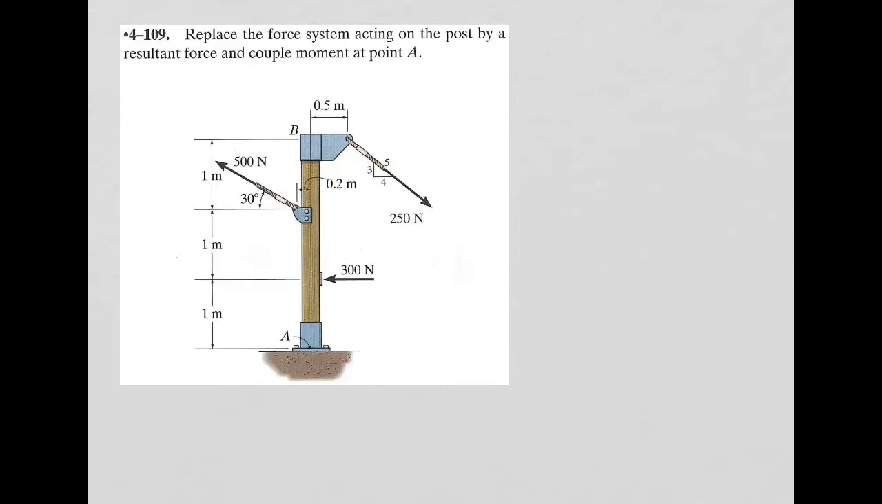All right, so let's do this. So we need to build what? We need to build at point A. So basically what I'm saying is you need to have a resultant of the forces, R, and you need to have a resultant of the moments, MR. Okay? So let's start with the resultant of the forces.